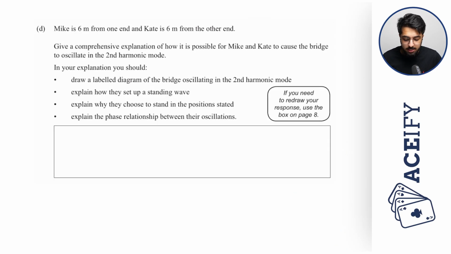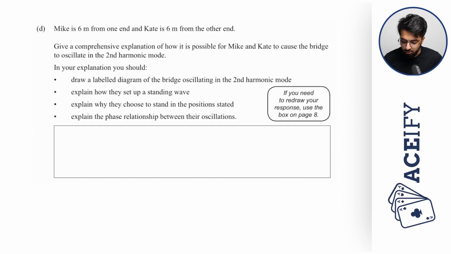There we go. Mike is 6 meters from one end and Kate is 6 meters from the other end. Give a comprehensive explanation of how it's possible for Mike and Kate to cause the bridge to oscillate in the second harmonic. In your explanation, you should draw a labeled diagram of the bridge oscillating in the second harmonic, explain how they set up a standing wave, explain why they chose to stand in the position stated, and explain the phase relationship between their oscillations.